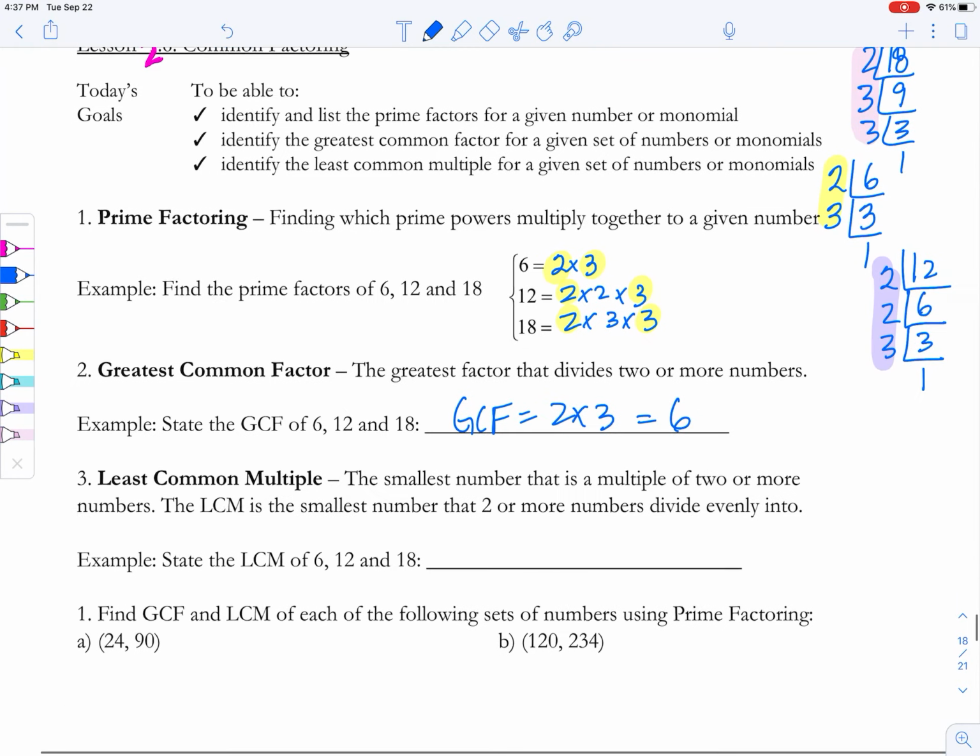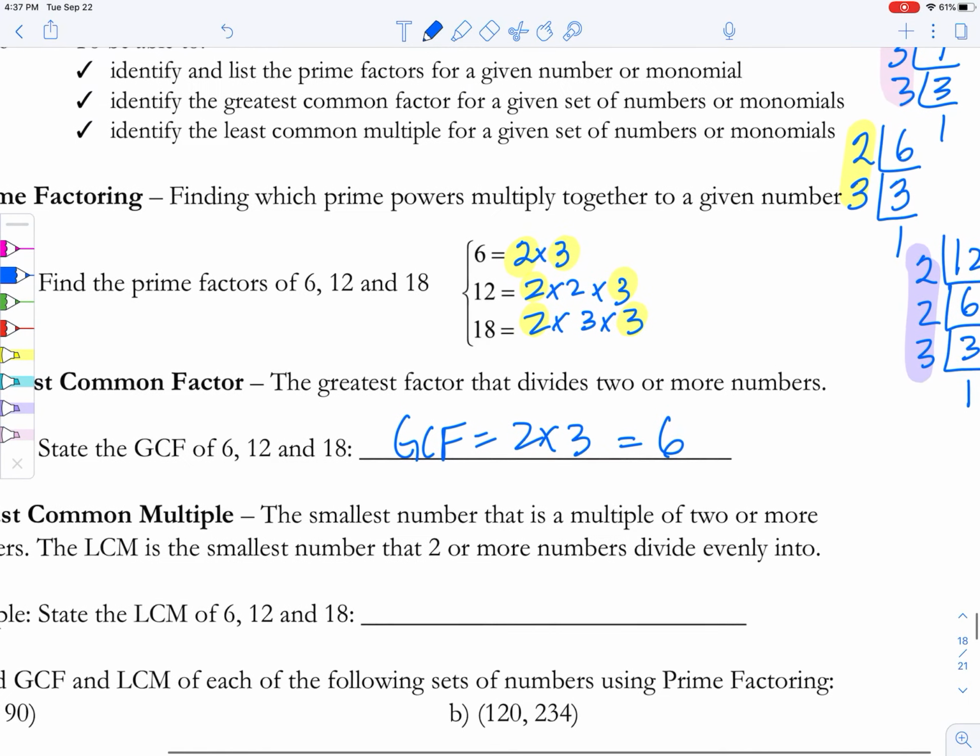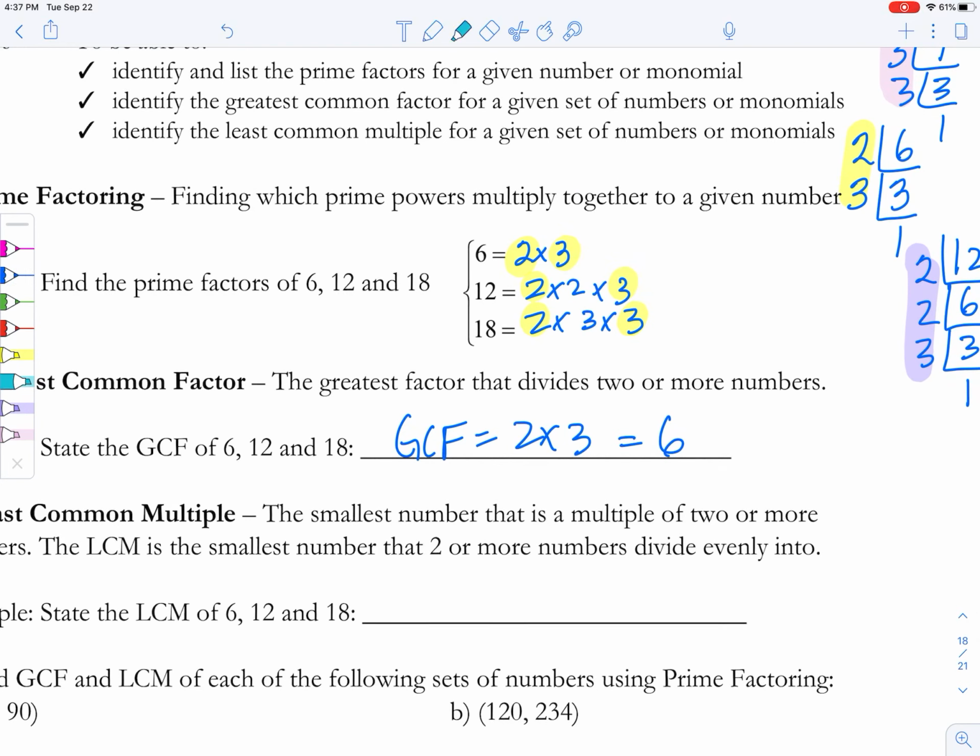And the lowest common multiple, if we're doing it with prime factoring, I'm going to use blue instead. Here we look for which one out of all the numbers, we see where does it show up the most. So 2 shows up twice under 12, and 3 shows up twice under 18. So for the LCM, it would be 2 times 2 times 3 times 3, which is 4 times 9, which is 36.